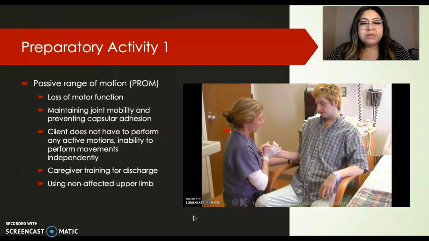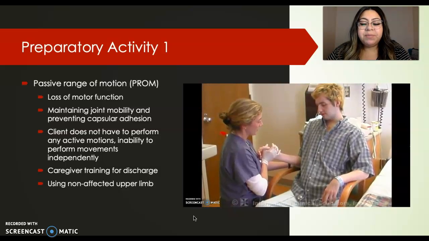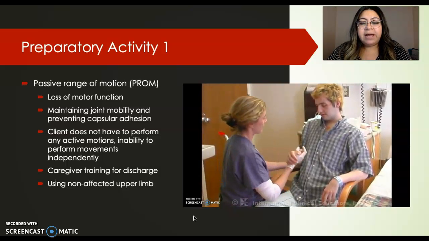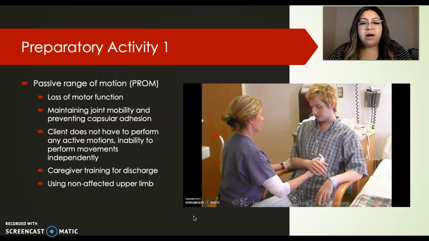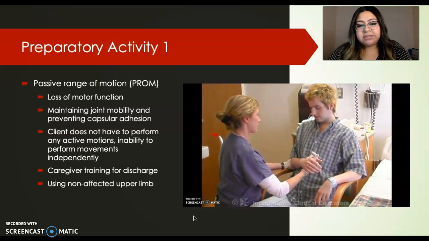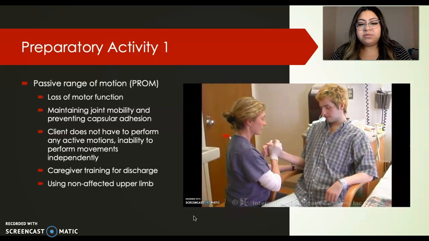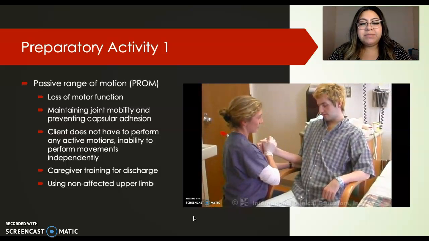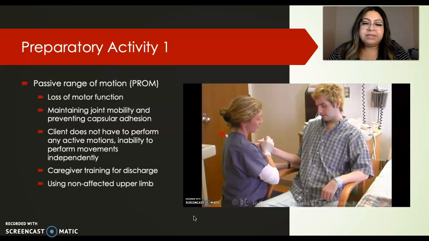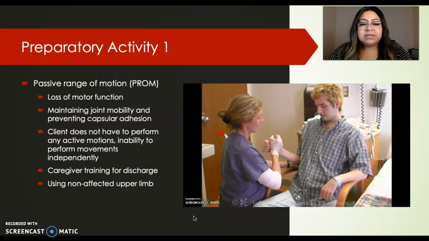The reason why we're doing this is because we're trying to maintain joint mobility and prevent any further capsular adhesion. Also, the client doesn't have to perform any active movement because you are the one that is putting them through all of those range of motions, and this is because of an inability to perform them independently. You'll also want to conduct caregiver training before discharge and allow use of that non-affected upper limb to move that affected right upper extremity through passive range of motion.